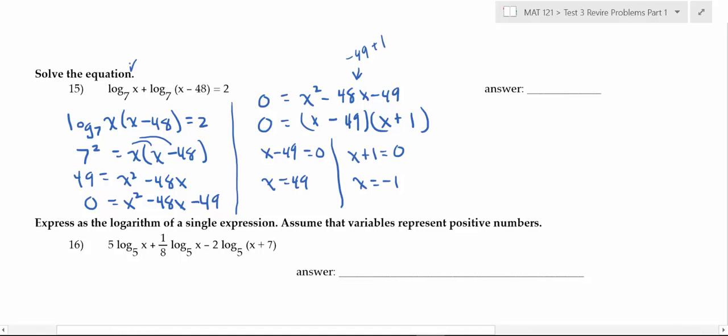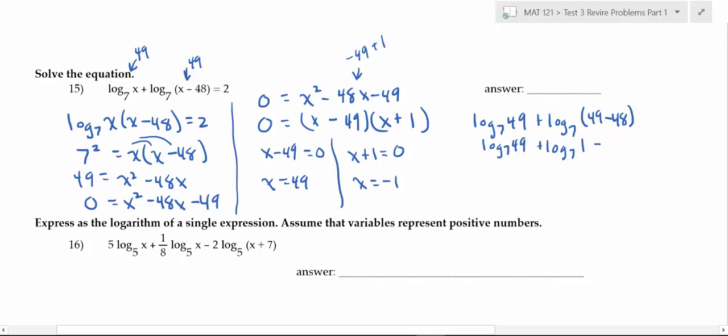Let's start by just replacing the x with 49 over here at the side. That would give us log base 7 of 49 plus log base 7 of 49 minus 48. Let's work that out. That would be log base 7 of 49 plus log base 7 of 1. Well, the log base 7 of 49 is 2, because 7 to the 2nd is 49. And then the log base 7 of 1 is 0, because 7 to the 0 is 1. So that definitely checks out. So we know that without a doubt, 49 is an answer to the problem.